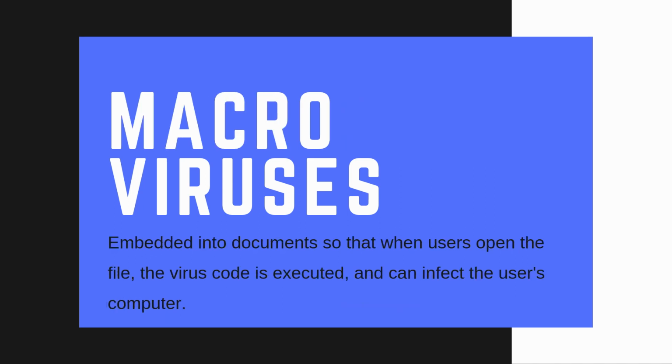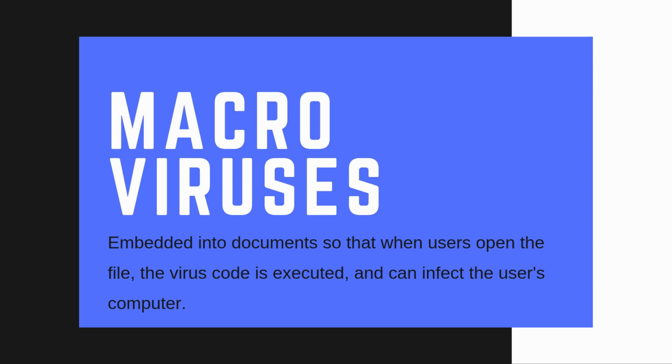The final type of virus are macroviruses. A macrovirus is a virus that is embedded into documents so that when users open the file, the virus is executed and can infect the user's computer. This is one of the reasons that it is dangerous to open unexpected or suspicious attachments in emails.